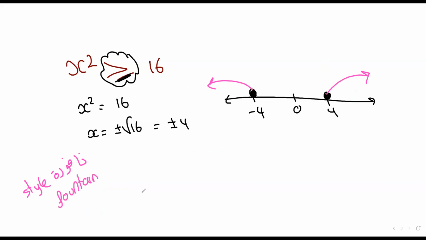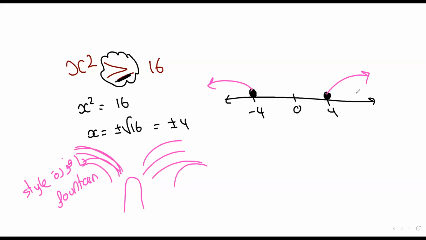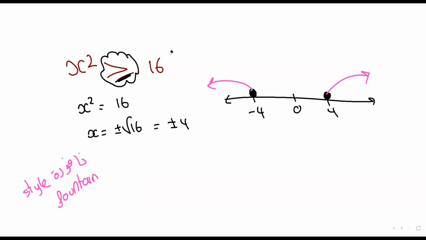If we go see any fountain, I'll try to draw the fountain, whatever its shape is, the water comes up like this. Yes, it comes up like this. They look like the arrows of the inequality. So what is the fountain style? The fountain style is the answer of any quadratic inequalities with greater than symbol.